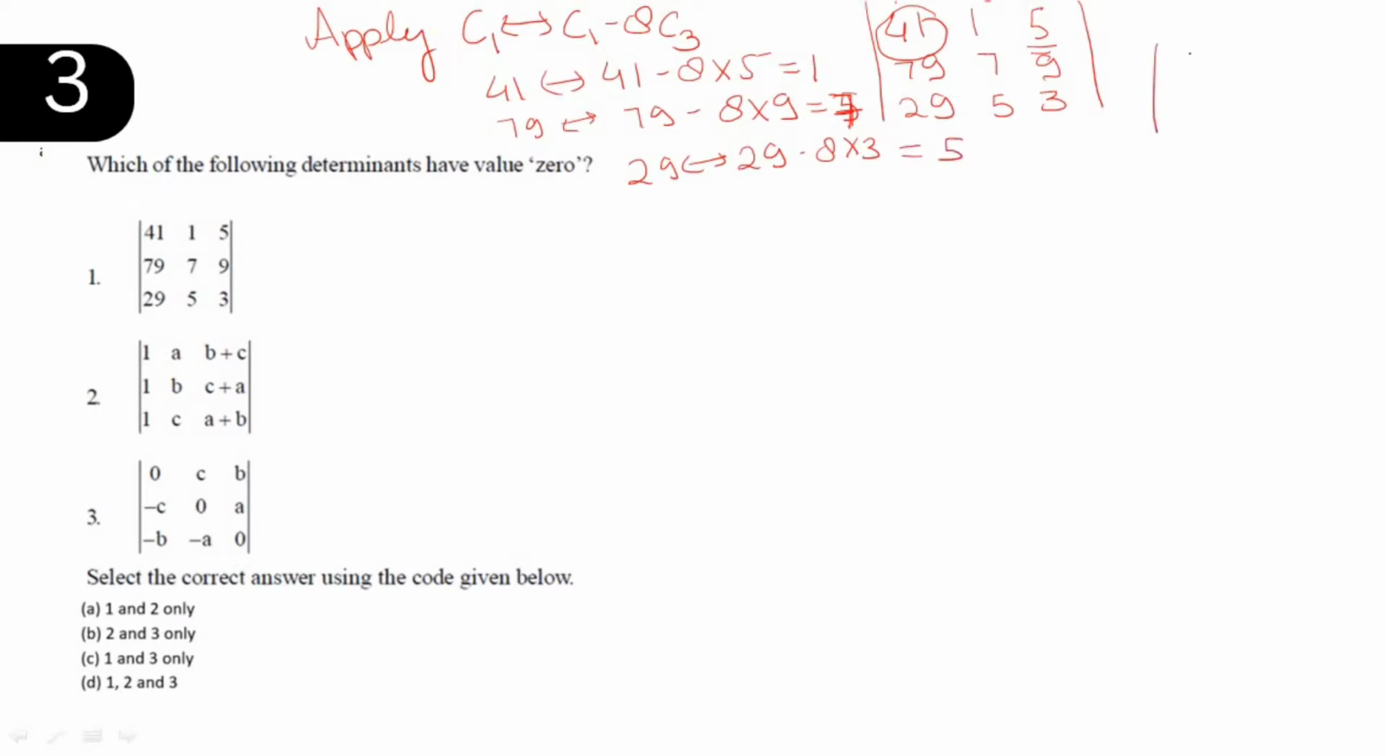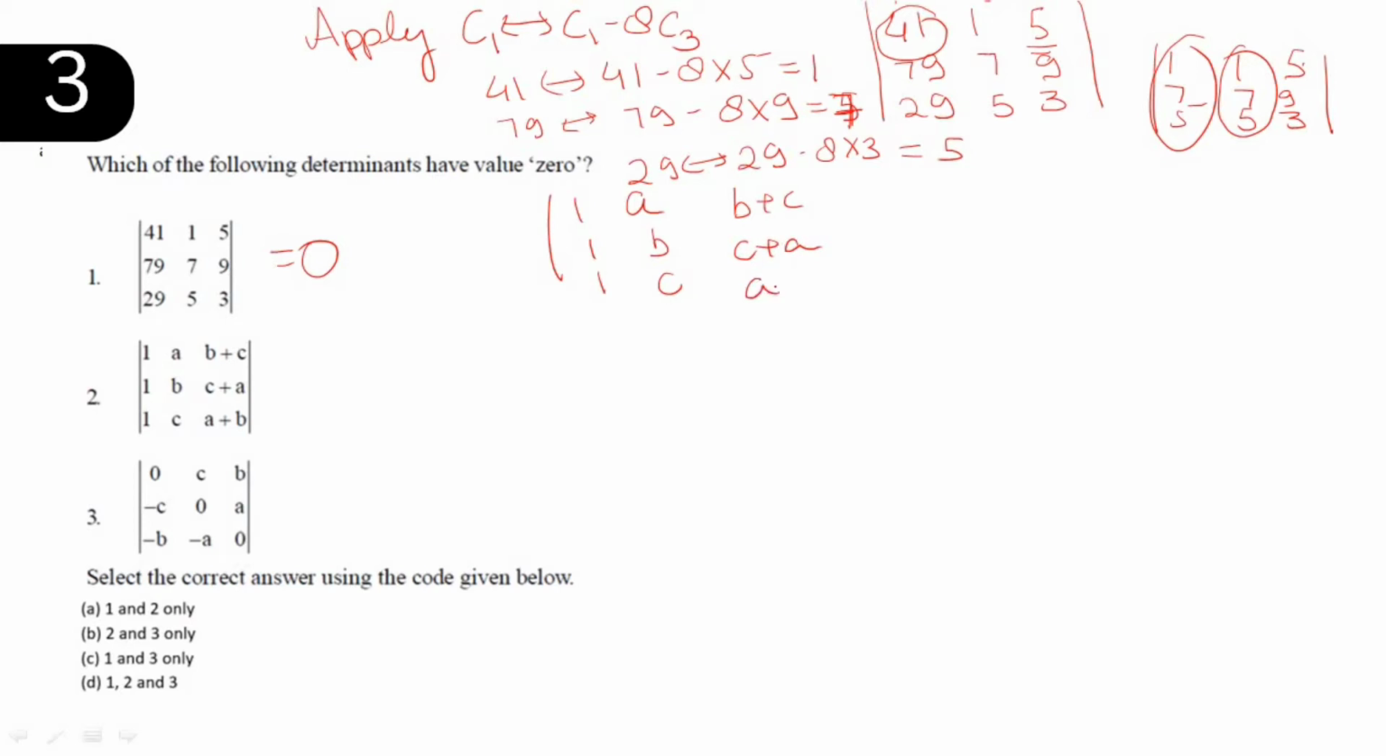So our new determinant is 1, 7, 5, 1, 7, 5, 5, 9, 3. So we see here that these two rows are the same. So the value of this determinant will be equal to 0. Now the second determinant. What is the second? 1, 1, 1; A, B, C; B plus C, C plus A, A plus B. We have to check whether the value of this determinant is 0 or not.